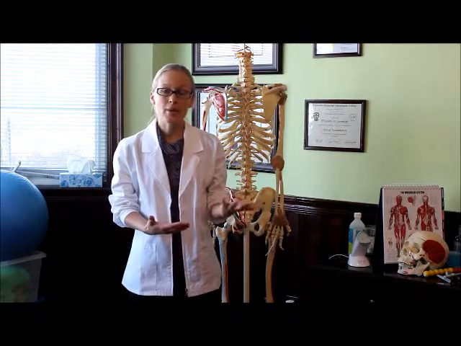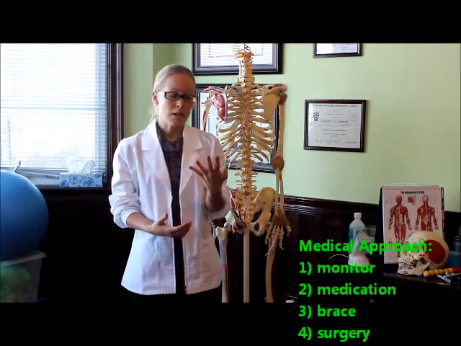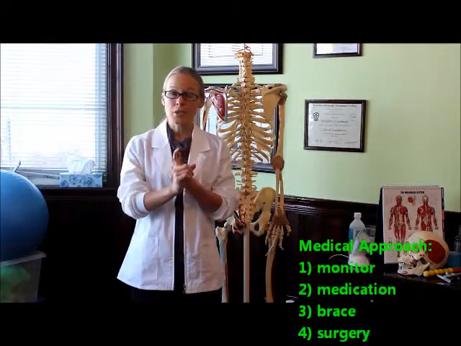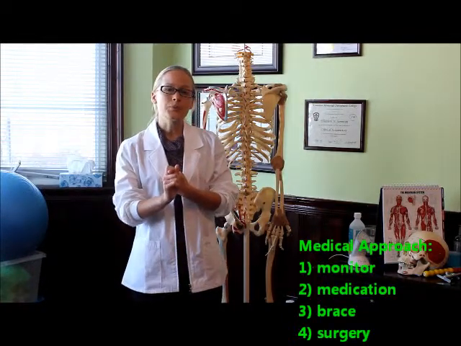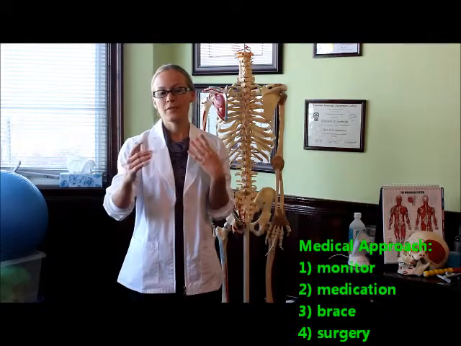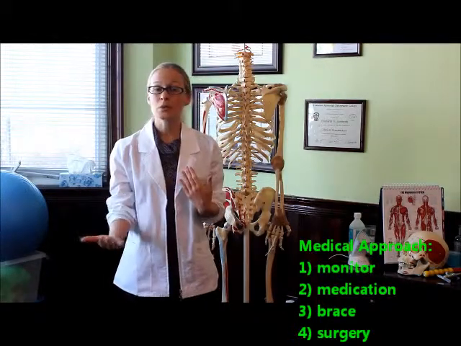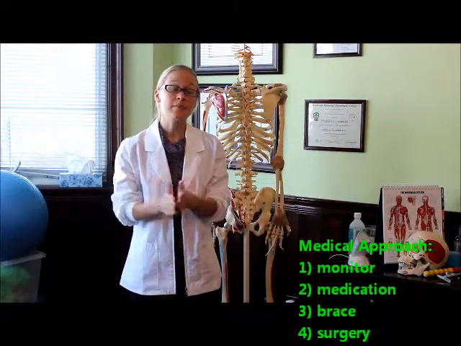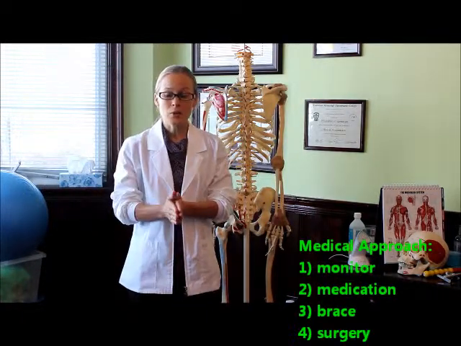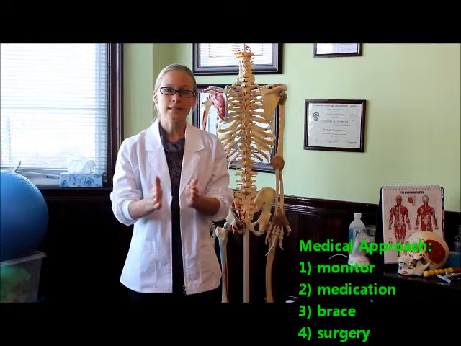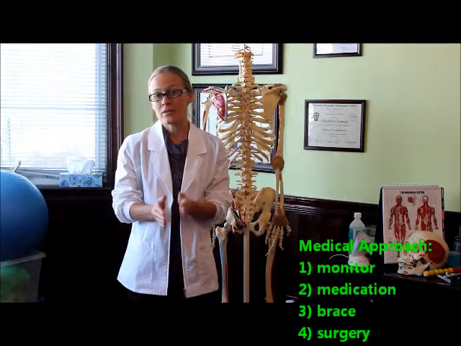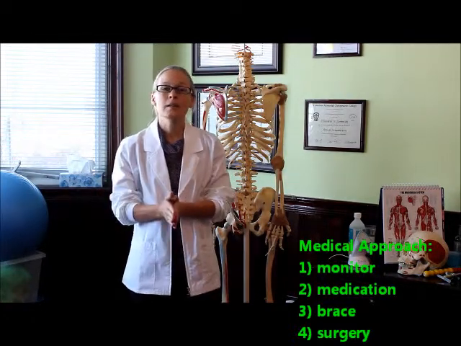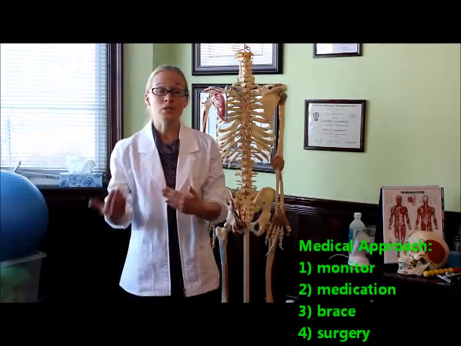Now, what is the medical management of scoliosis? There's basically 4 things that they may do. One is monitoring over time. If an individual is still growing, it's important to monitor the curve because, as I said, it may get progressively worse. So usually what is done is someone will have a full spine x-ray every 3 to 6 months or so to determine if it's getting worse or not.